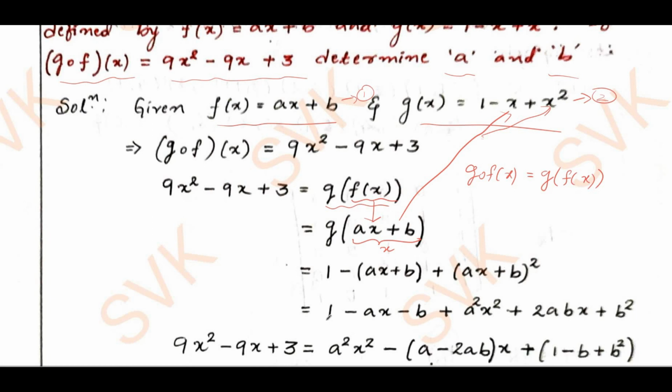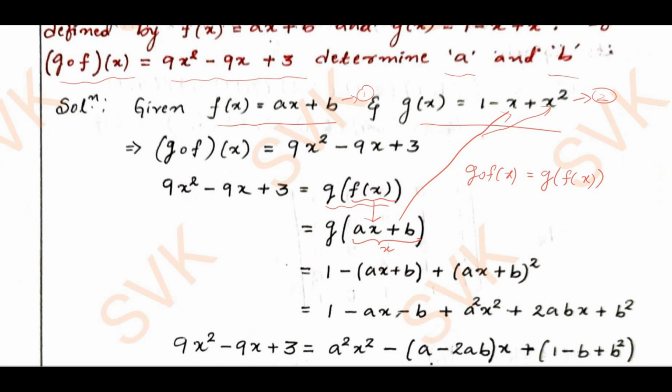Just expand this. This is the expression I get after expansion. I have multiplied by the minus sign, so I got minus ax minus b, and I have applied the (a plus b) whole square expansion, which is nothing but a square x square plus 2abx plus b square.